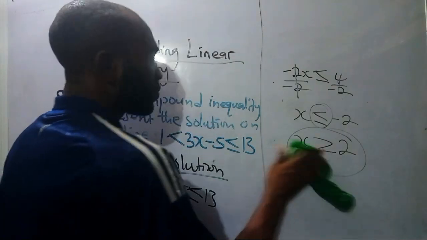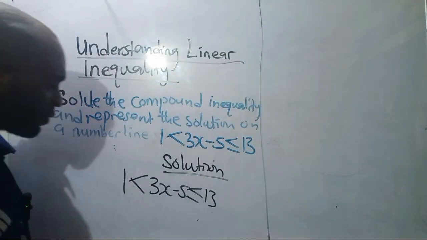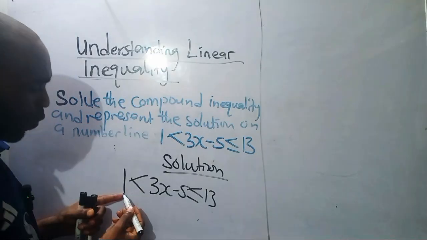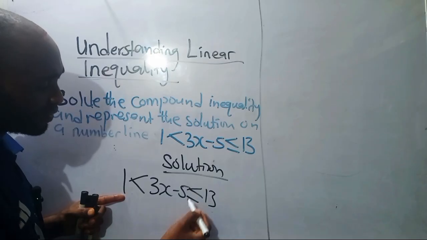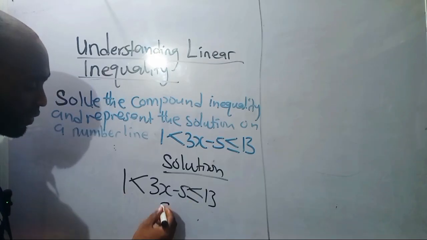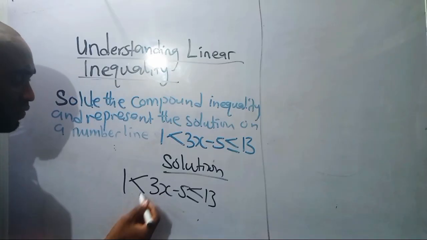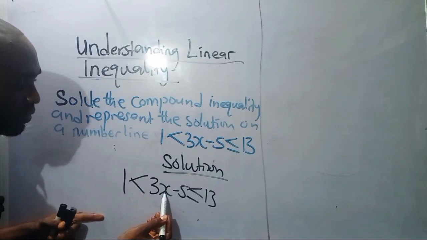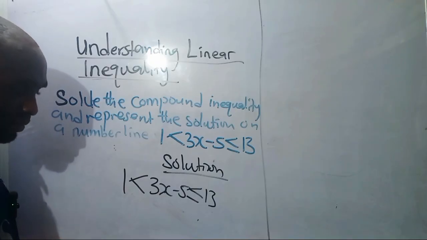Let's solve the question we have on the board. We have that 1 is less than 3x minus 5, which is less than or equal to 13. In solving this question, we are trying to make x stand alone. So how are we going to do that?